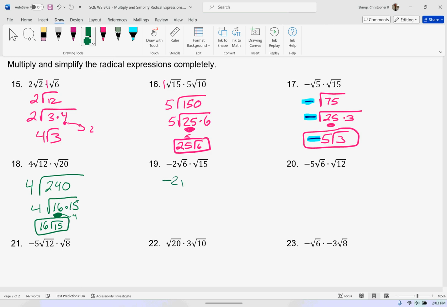I get negative 2. What is 6 times 15? You guys got calculators? Wouldn't it be 60? 90. Oh. Cool. Which of those works with 90? 9 and 10. What's the square root of 9? 3. What does this 3 do with that 2? Multiply. Don't forget the negative, right?